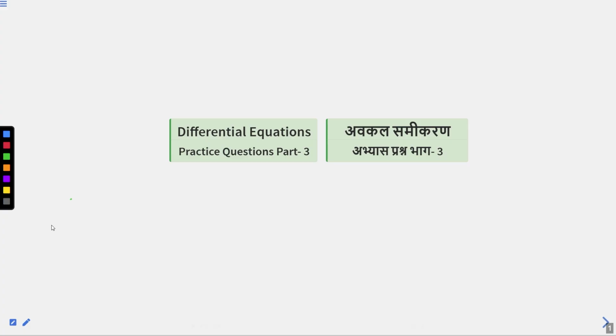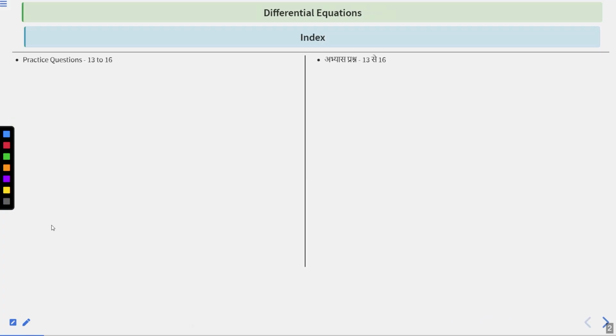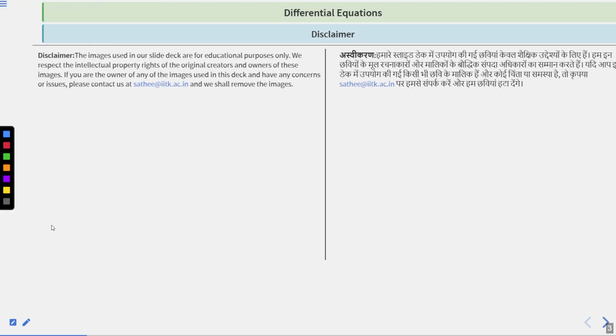In today's lecture, we will do some more practice questions based on differential equations. In the last lecture, we had covered till question number 12. So in this lecture, we will start from question number 13 and we will discuss till question number 16.